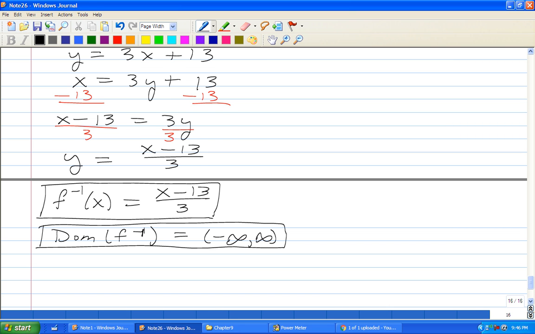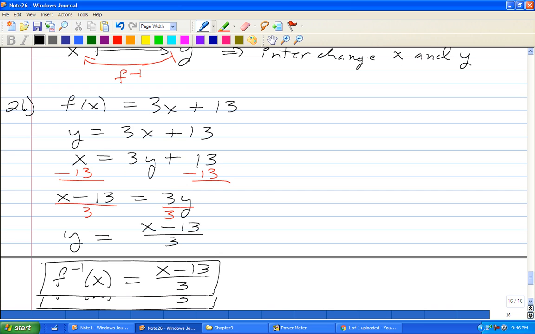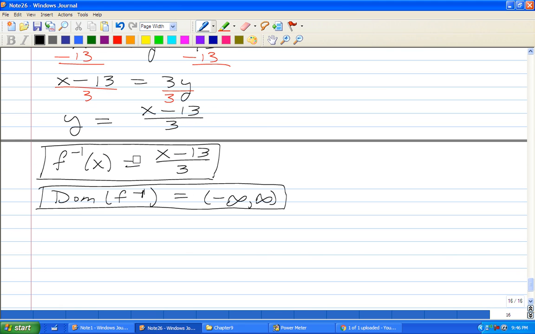Let's look at the range of the inverse function. To find the range of the inverse function, I just look at the domain of my original function. Well, the domain of this function is, I never take square roots, I never divide, and so therefore the domain would be everything. So the range of my inverse function is everything, all real numbers.